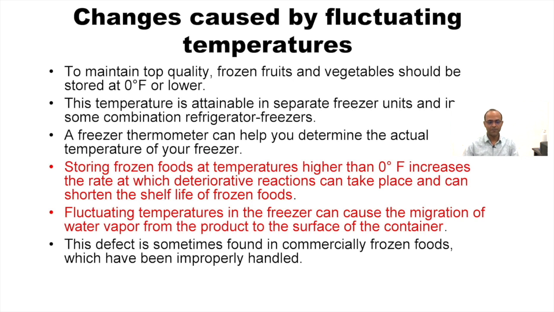This will further lower the quality, and then it will start the spoilage because of the availability of the water. Now these defects are normally observed in frozen or commercial foods, in which there is improper handling or accidental thawing or power cuts. So these are the common issues which occur during the temperature fluctuation.